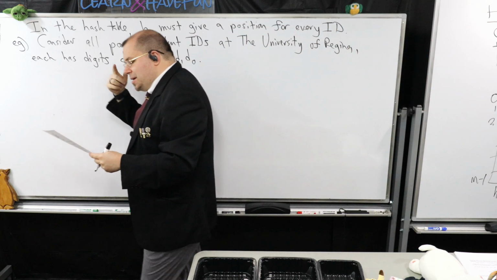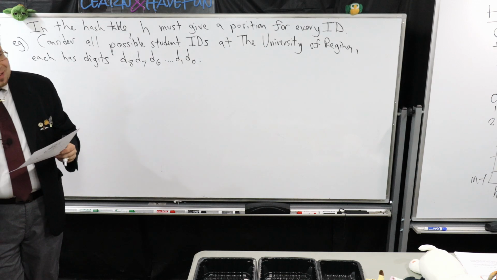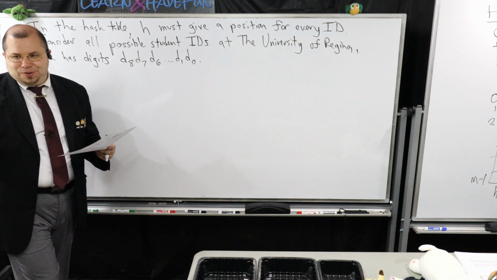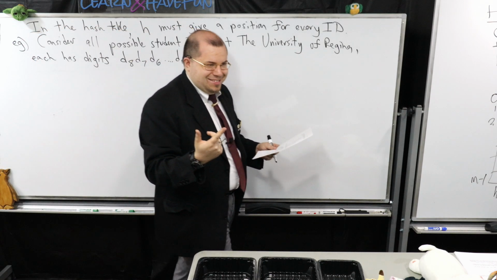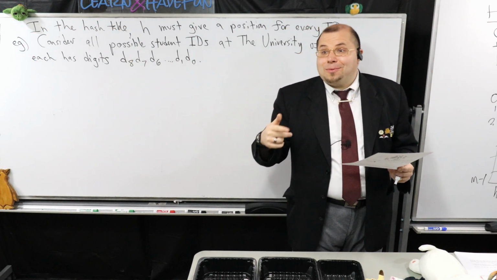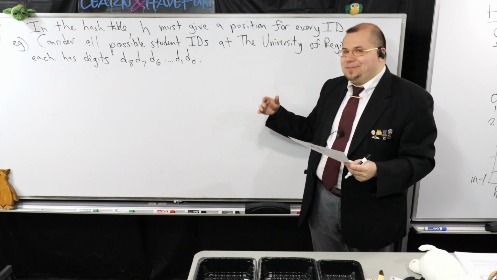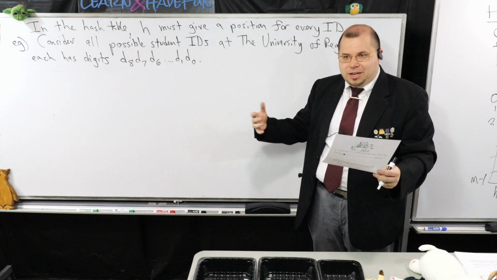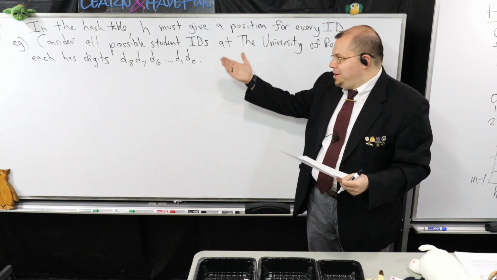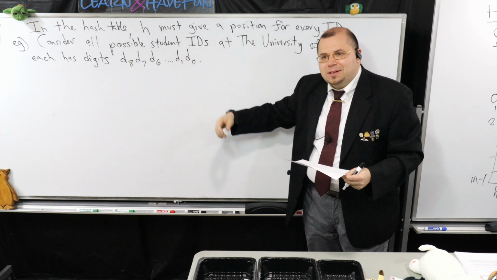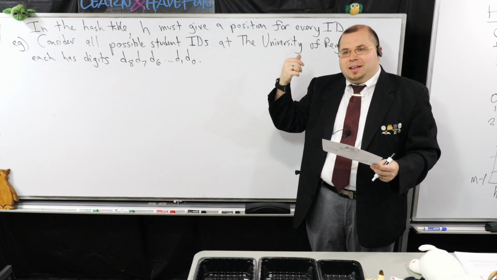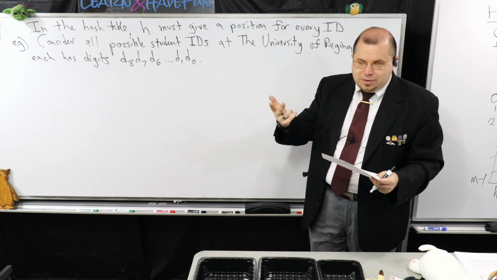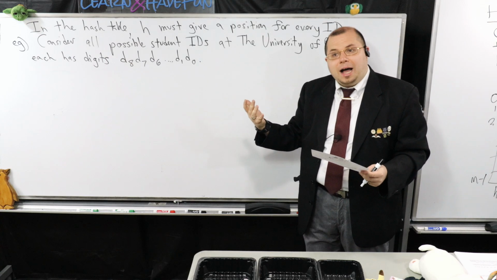So, a question for you. How many possible student numbers could possibly exist? How many are possible for all possible combinations of these student numbers? Remember, student numbers can have a 0 in it, a 1, a 2, a 3, all the way up to 9.